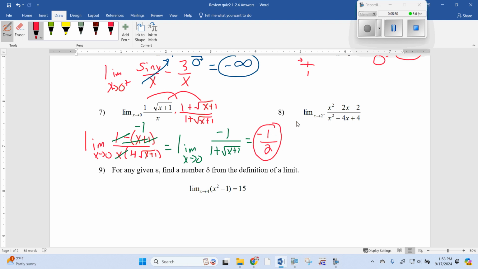The next one, as I put in a 2, the top gives me a negative 2, the bottom gives me a 0. So as I'm approaching from the left, I have to determine, is the bottom a positive or negative 0? Well, if I factor the bottom, this gives me x minus 2 squared, which tells me no matter which way I'm coming, from the left or the right, this is going to be a positive 0 because it's the bottom squared. So this limit is negative infinity.